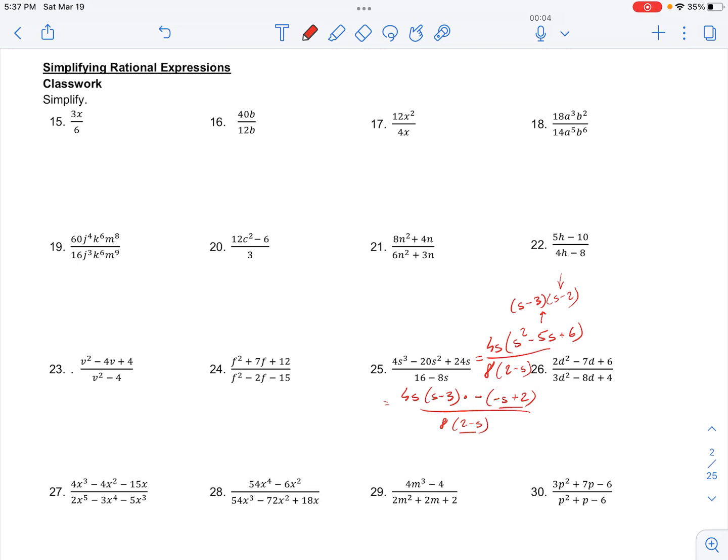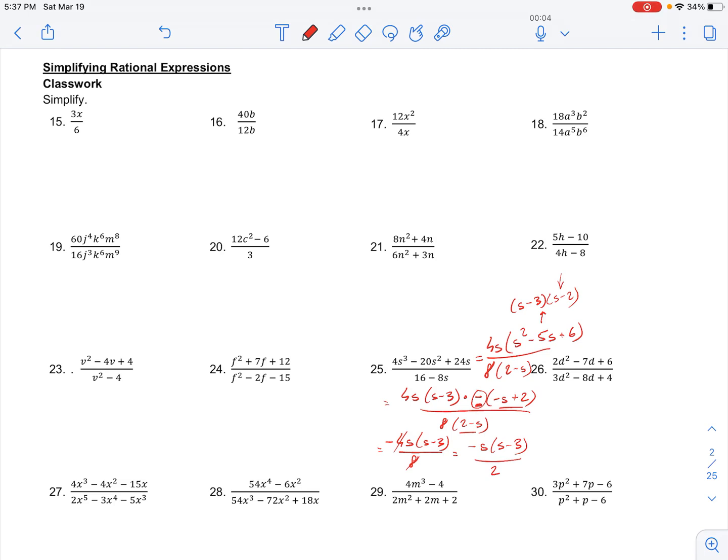So we're left with 4s times s minus 3 with this negative, don't forget that, negative, very important, over 8, and this 4 over 8 simplifies to 2 in the denominator. So we have negative s times s minus 3 over 2, and we have a domain restriction.